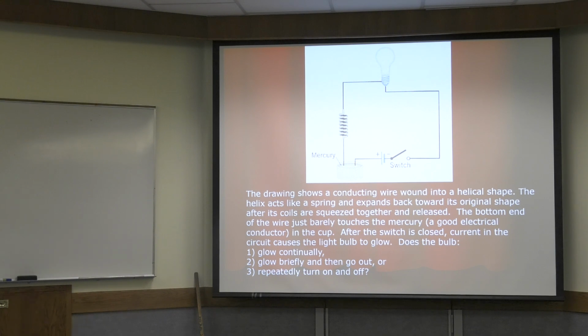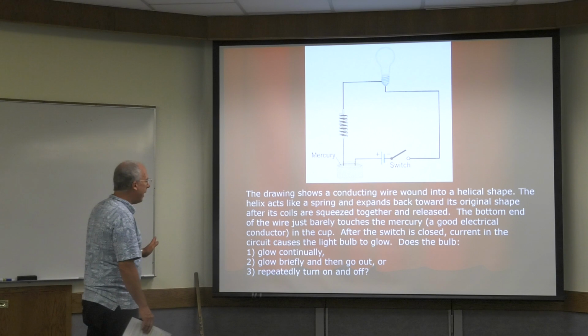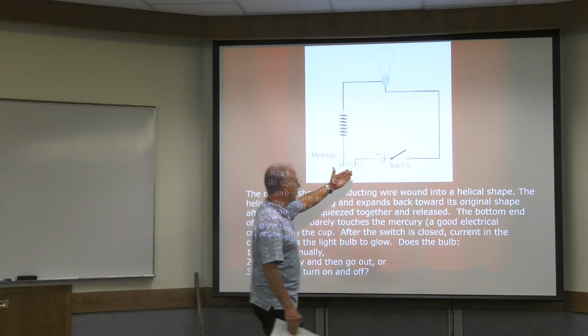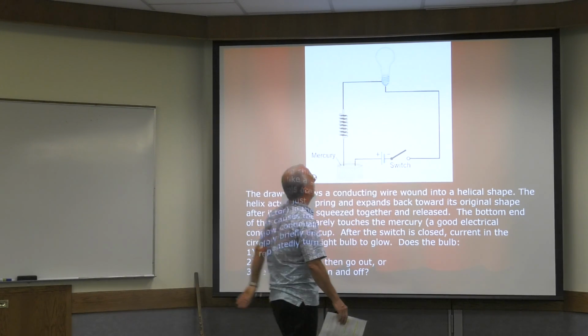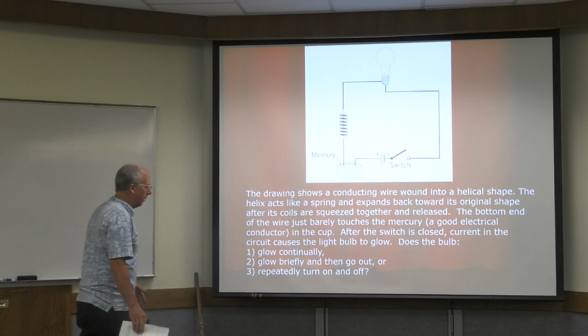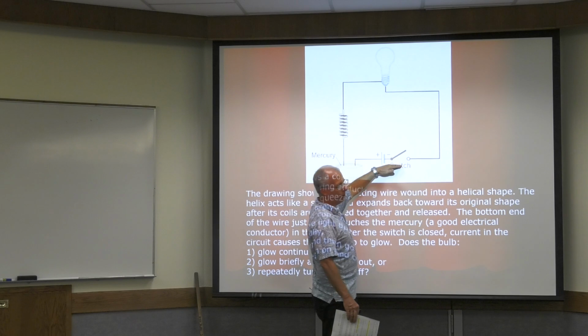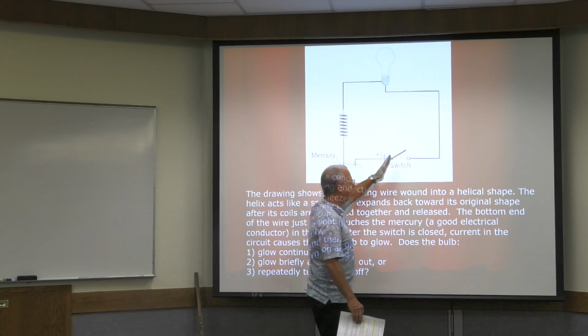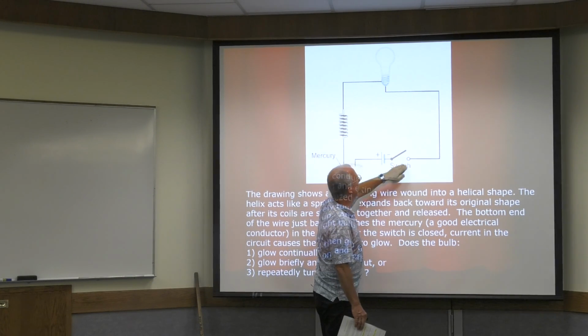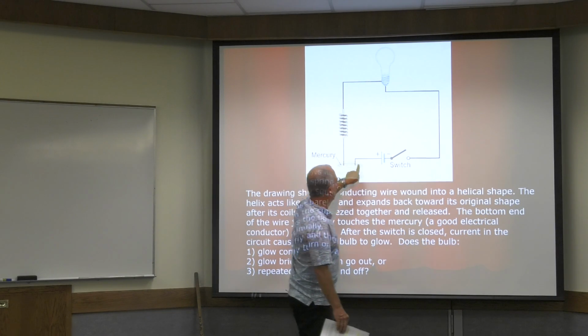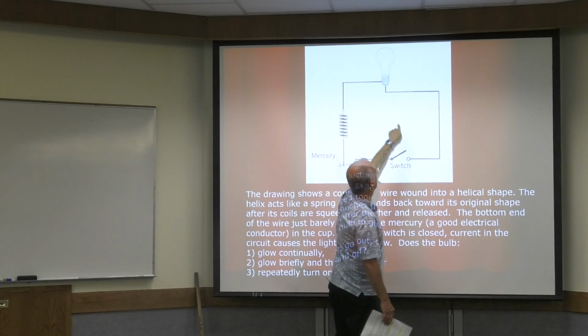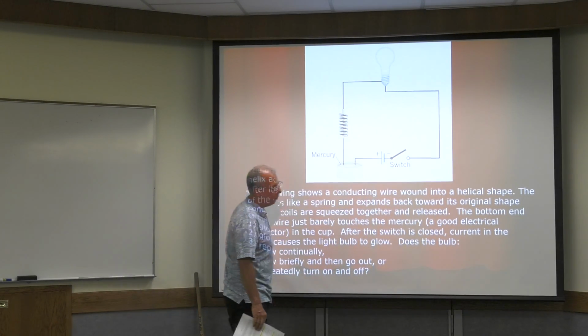Okay, let's talk about it. So look, right now it is an open circuit because the switch is not closed. So the light bulb is not going to glow, right? When we close the switch, we have a closed circuit. So this is the conductor. We have current going all the way around, and the light bulb will glow.